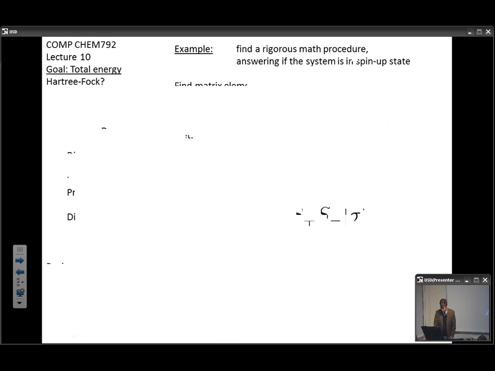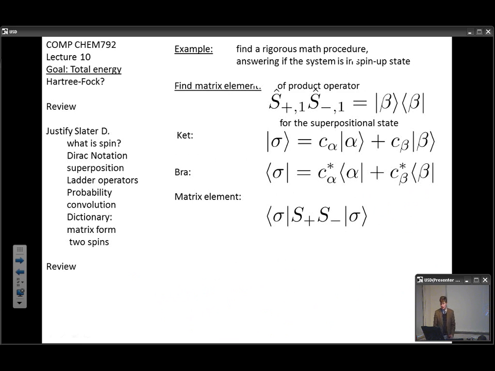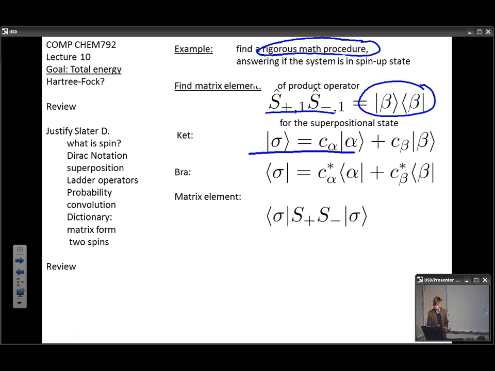Okay. So we are looking for a rigorous procedure. We do have in our arsenal the projector, the product of lowering and raising operator. And now we are planning to inspect our quantum state. We need to apply an operator.